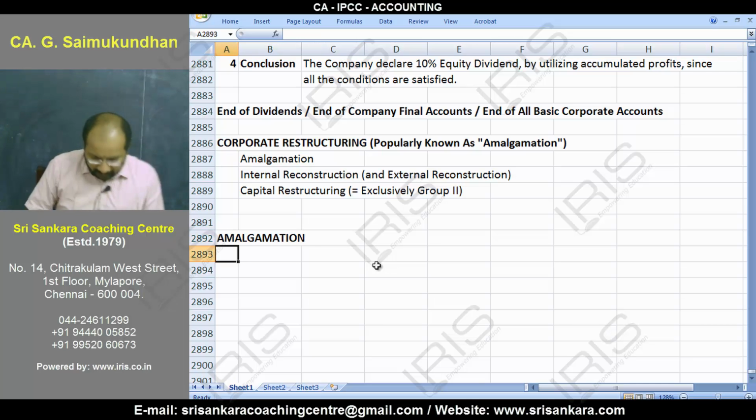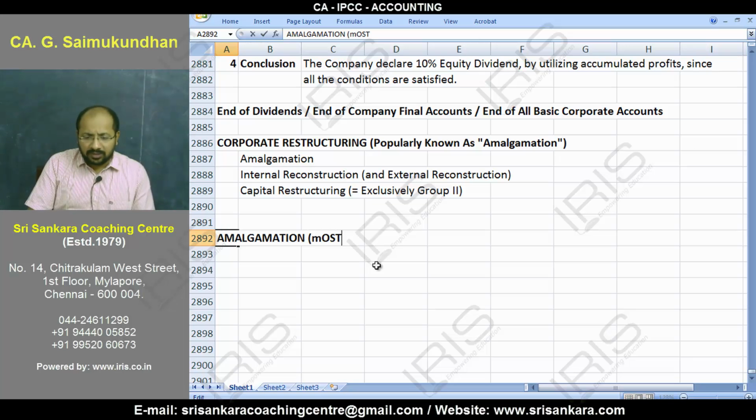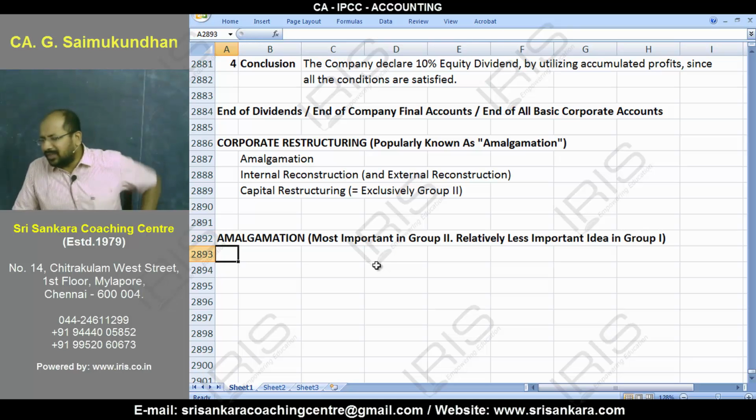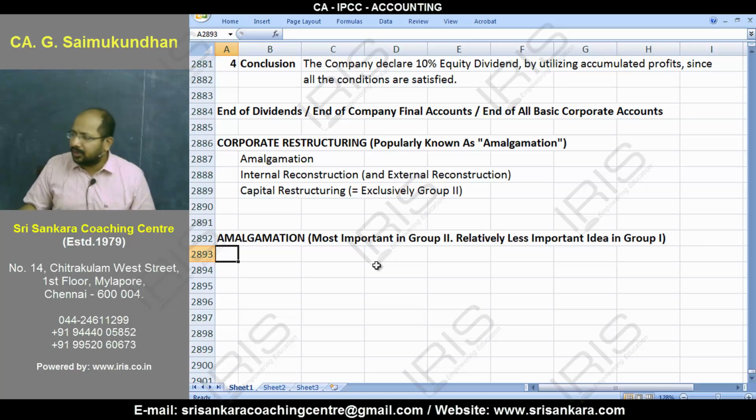Amalgamation is most important in Group 2 and relatively less important in Group 1. Most of the examination questions in Group 2 are from amalgamation. Most of the examination questions in Group 1 are from internal reconstruction. Out of 10 questions, 6 or 7 would be internal reconstruction in Group 1. Exactly the opposite in Group 2. The other 3 would be the next idea.